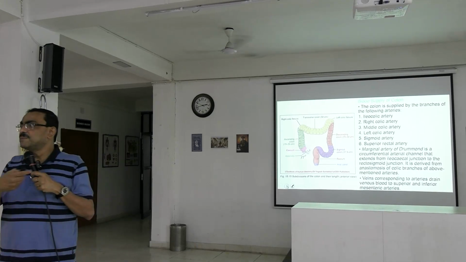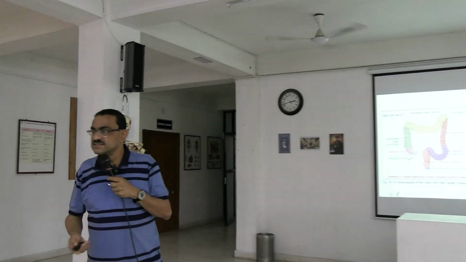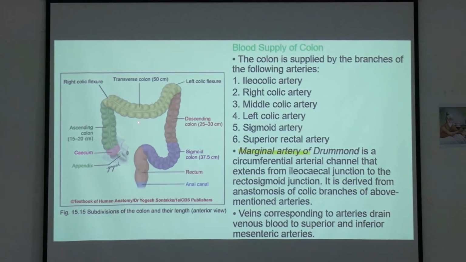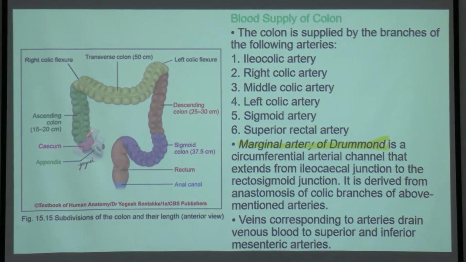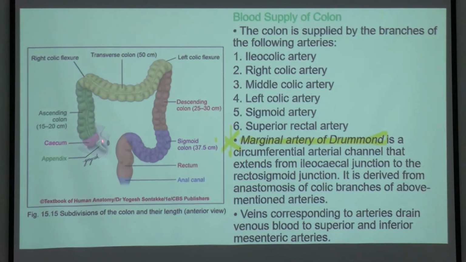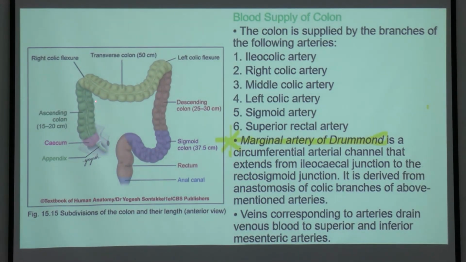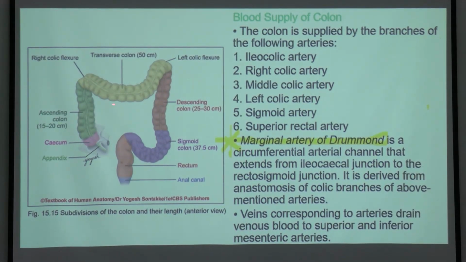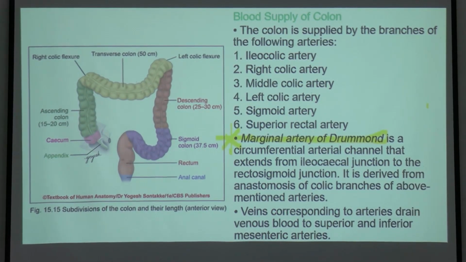So again, the blood supply you already know. Again, it is repeating. And what is the marginal artery of Drummond? Actually, it is being supplied by, suppose this is right colic, the middle colic, right colic, ileocolic, from here left colic. So they are giving branches, and around the margin we are getting a continuous arterial supply, one straight artery around this margin. So that is called the marginal artery of Drummond.